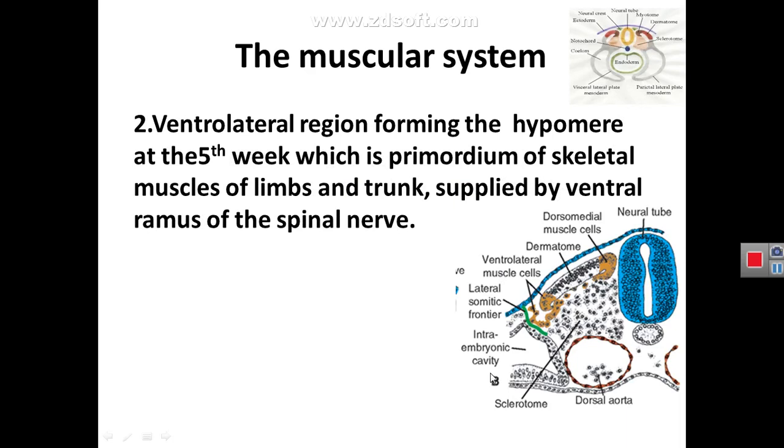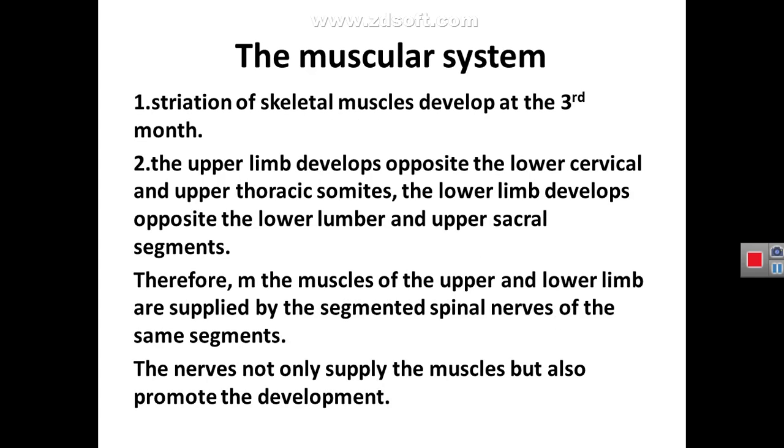And because they will spread to a distance to reach the muscles of the limb and trunk, there will be a nerve supply derived from the spinal nerve of the original position, which is the ventral ramus of the spinal nerve. Finally, we have to say some points in regard to development of the muscular system, specifically the skeletal striated muscles. First point is that the striation occurs in the skeletal muscles during the 3rd month of development.